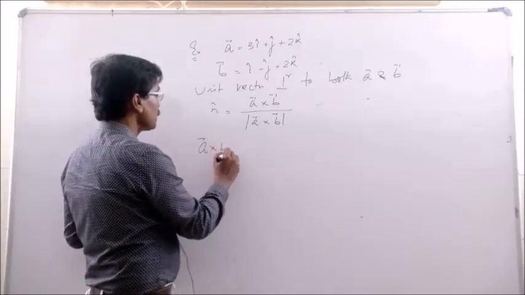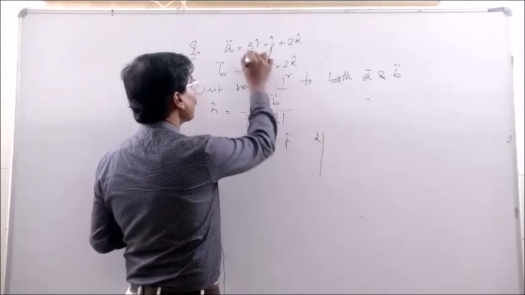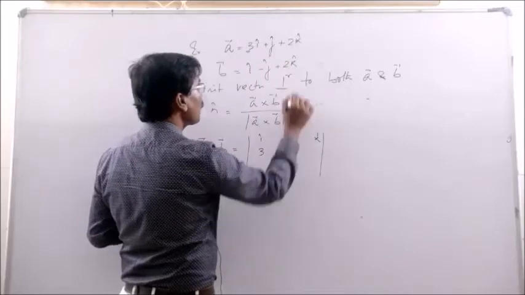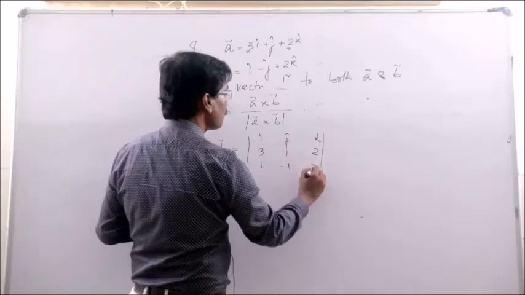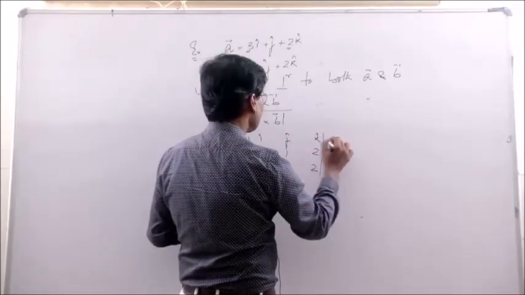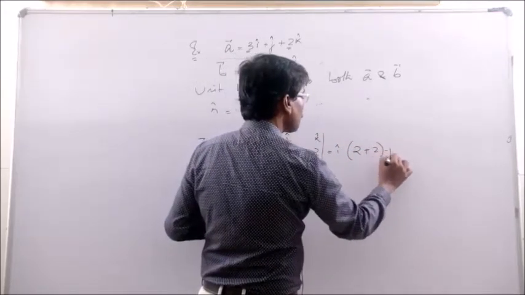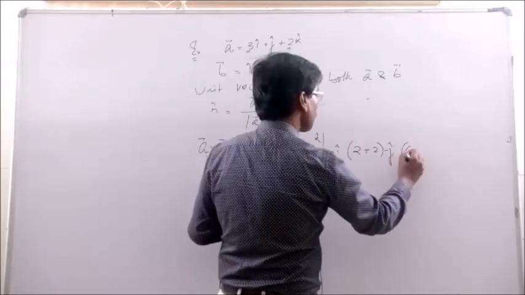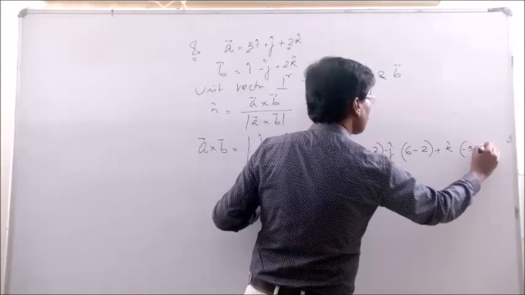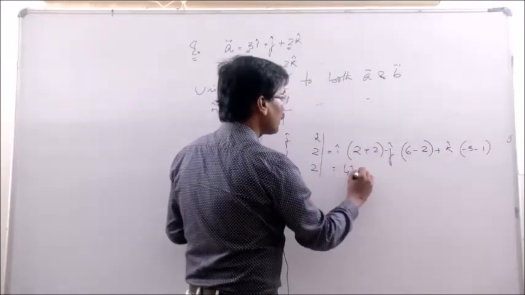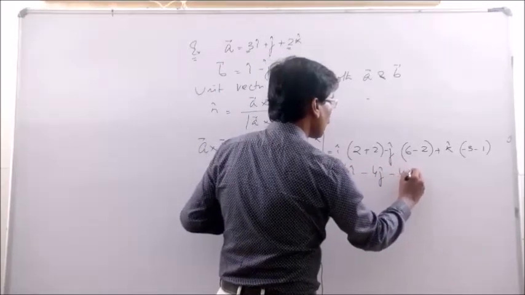So, A cross B is equal to determinant i cap, j cap, k cap, and components of A vector are 3, 1 and 2, and B vector is 1, minus 1, 2. So, we can expand the determinant, that is i cap into 2 plus 2, minus j cap into 6 minus 2, plus k cap into minus 3 minus 1. So, which is equal to 4 i cap minus 4 j cap minus 4 k cap.